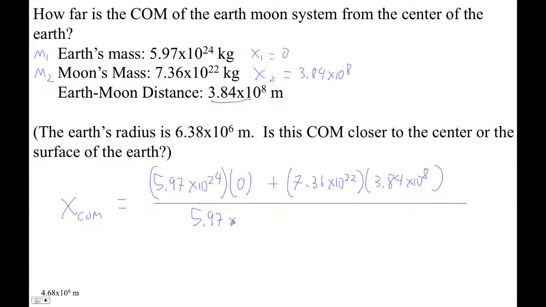0.97. Wow, it's a busy day here with internal combustion engine. 7.36 times 10 to the 22nd. Ta-da. All right, let's figure this out.